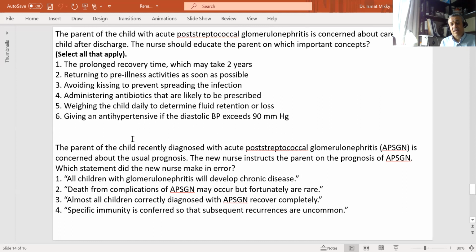Next question, the answer is about the AGN 2. Number 1, all children with glomerulonephritis will develop chronic disease. A few children with the acute post-streptococcal glomerulonephritis will develop the chronic disease. But many of these cases are believed to be different glomerular diseases, which are usually misdiagnosed as the post-streptococcal disease.